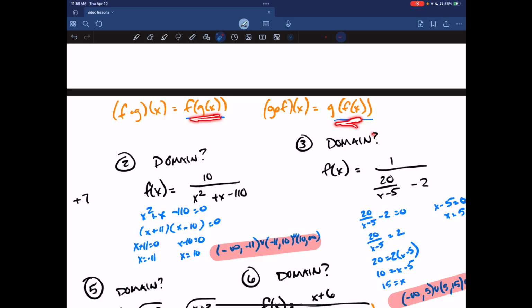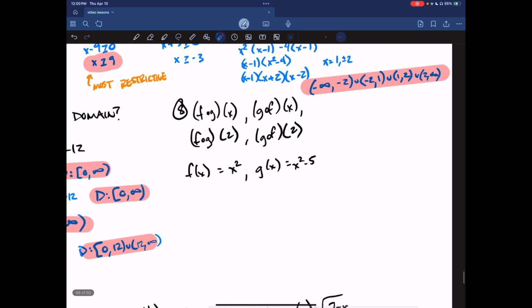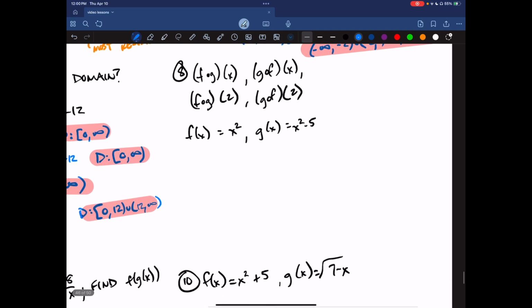You're taking one function and putting it in the other, and it tells you whether you're putting g into f or f into g. That's how I want to approach this. So f of g of x is what the solution is going to be. All in all, I'm going to take f of g of x and plug 2 into it. Then I'm going to find g of f of x and plug 2 into that. So I have 4 things I need to solve for.